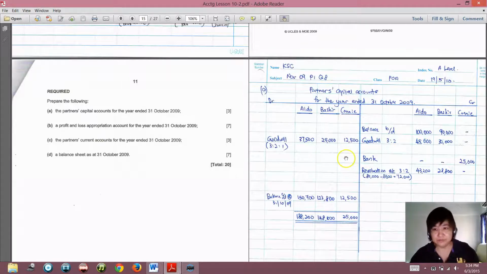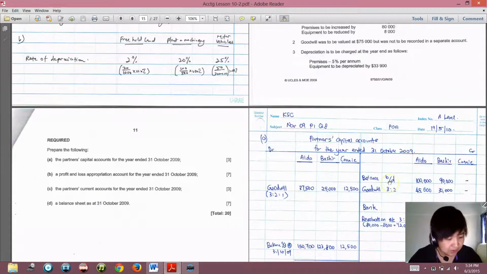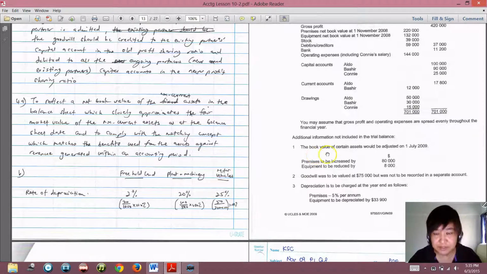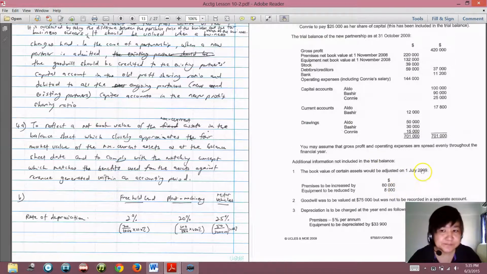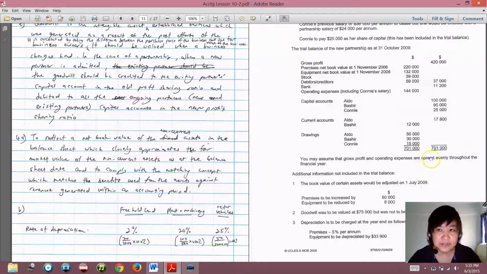Okay, so what else would be in the capital account? Now you see additional information here. Book value of certain assets would be adjusted on 1 July 2009. You see, on 1 July 2009, Connie joined the partnership.